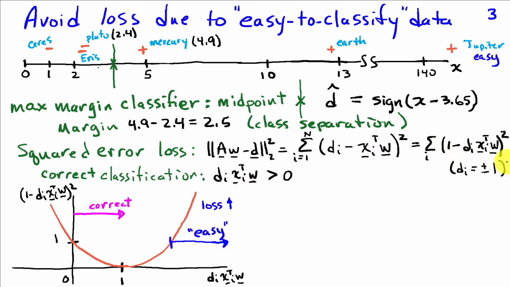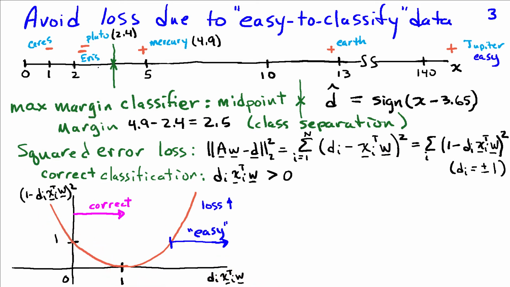We can plot this squared error just for one of the i's, and on the axis I'm going to display di xi transpose W. When that's greater than 0, we're making correct decisions. And if you think about this, when this product becomes very large, those should be the easy cases, because that's the case where xi transpose W is a large and positive number and di is +1, in other words, the case of Jupiter. On the other hand, if xi transpose W is a very large negative number and di is -1, then this product is also going to be a large number, and that again should be an easy thing to classify.